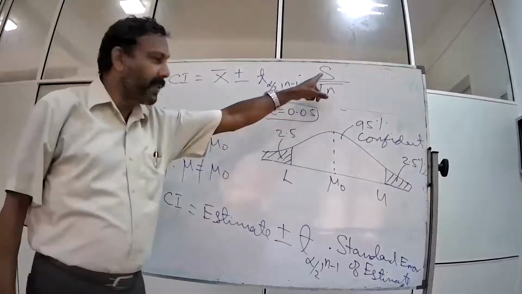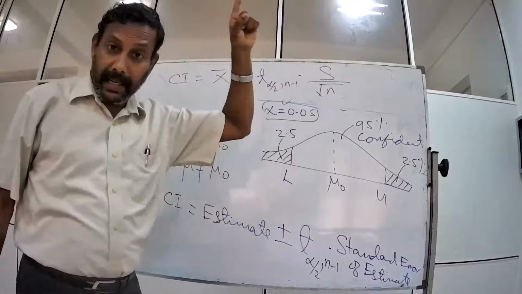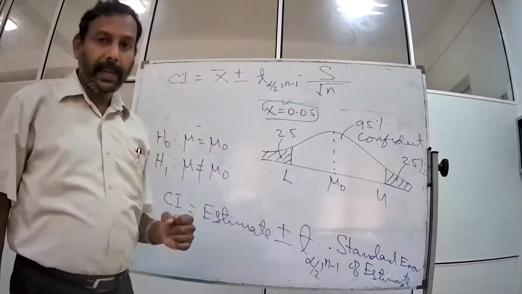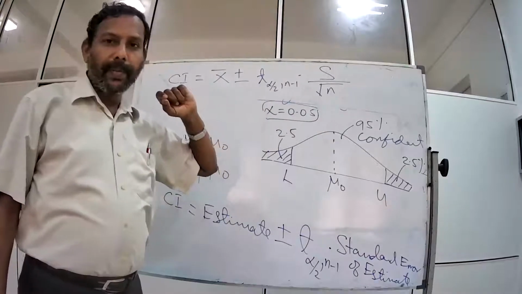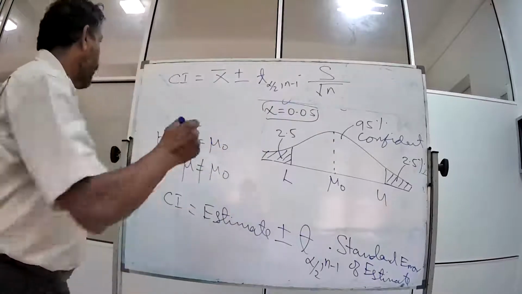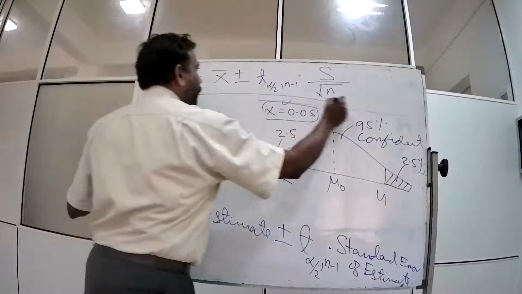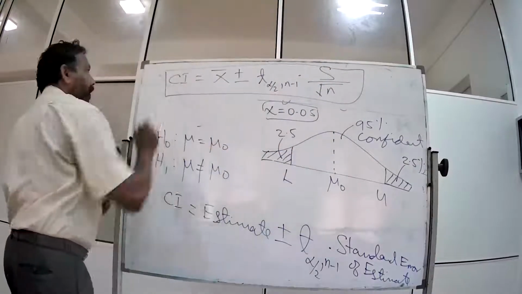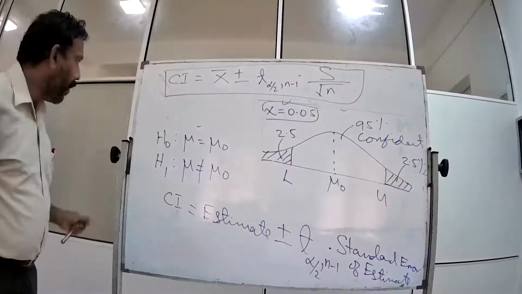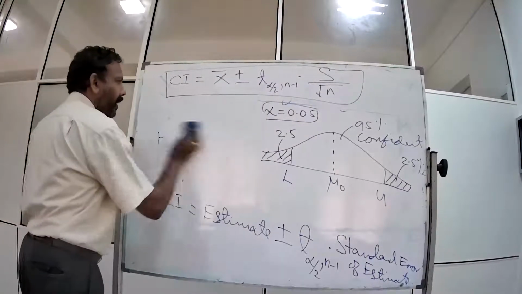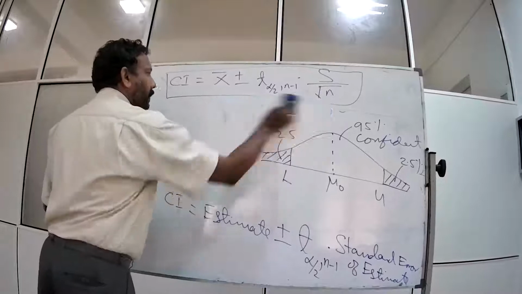You might have seen this standard error of estimate earlier in the Z transformation. We talked about this, s divided by square root of n. So this is the formula for the confidence interval. That is the formula for the confidence interval. Okay.